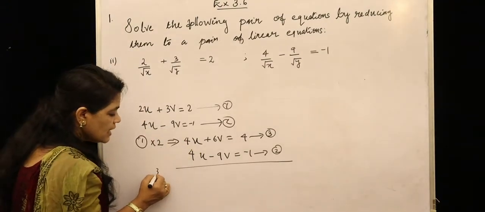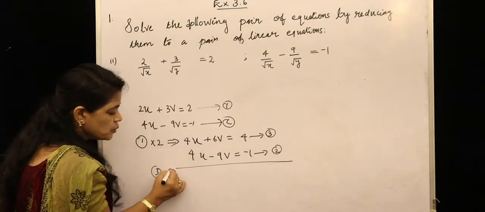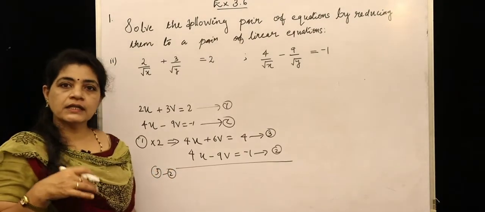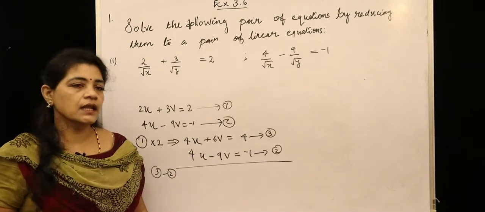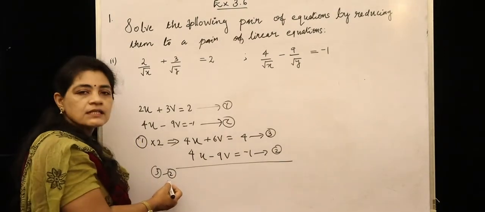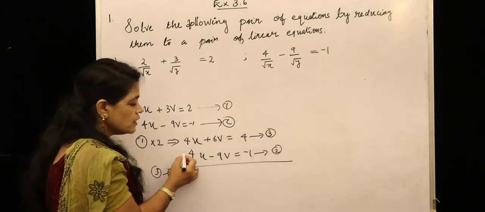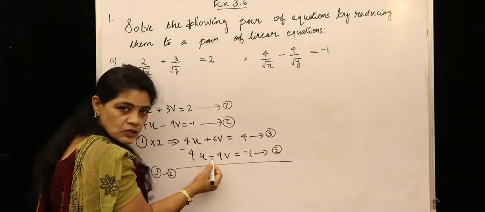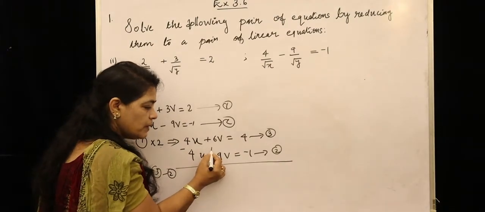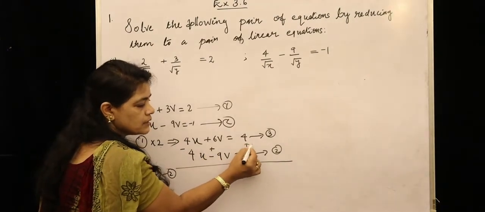That is 3 minus 2. If you are subtracting 2 minus 3, that doesn't matter. Accordingly, you have to change the sign. So here in this case, I am going to change the sign of the terms of the second equation. That is minus. Here minus is already there, so this minus becomes plus and minus becomes plus.